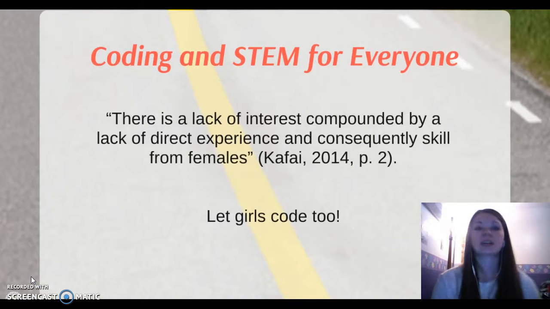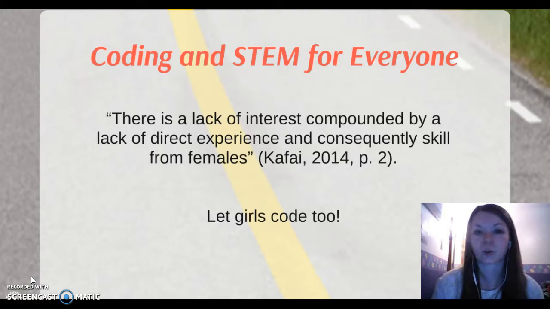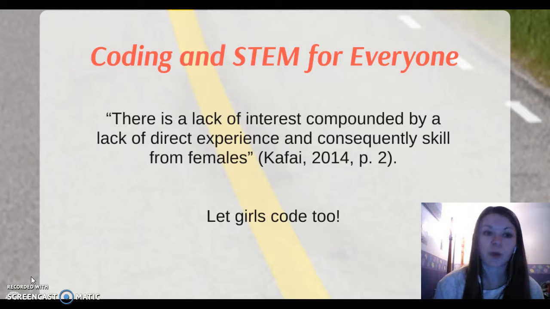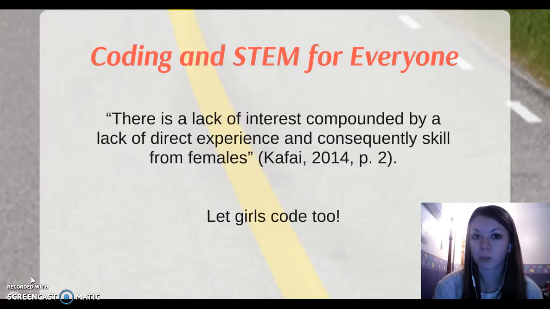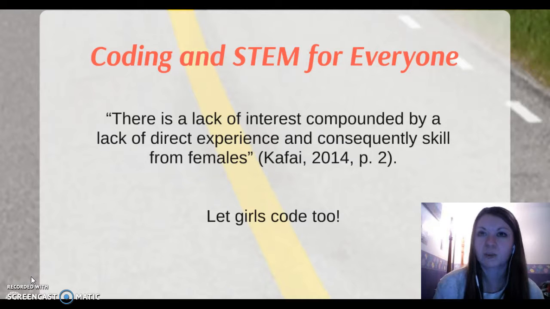All right, so something that really interested me during this course was we talked about coding and the gender inequality that exists with coding and in STEM. And I have a quote here. It says, "There's a lack of interest compounded by a lack of direct experience and consequently skill from females." And in this article, they did a study with girls and boys and how they reacted to coding. And they found that girls, when given the opportunity to code, they can do it. They're not deficient in the ability to code.